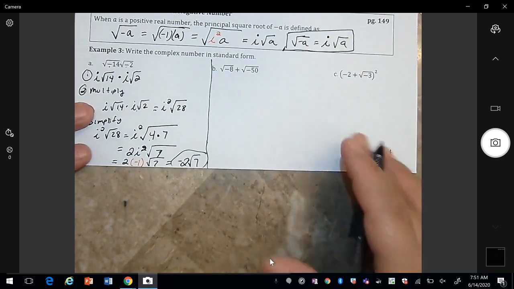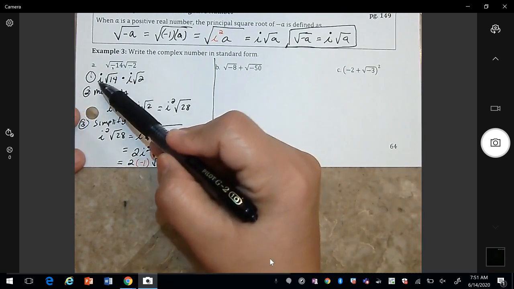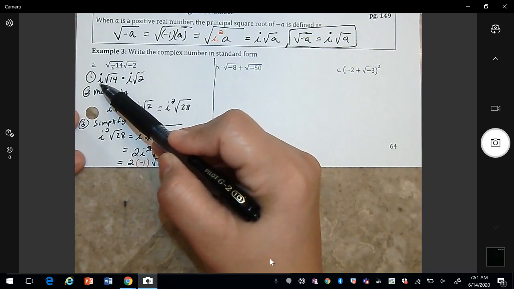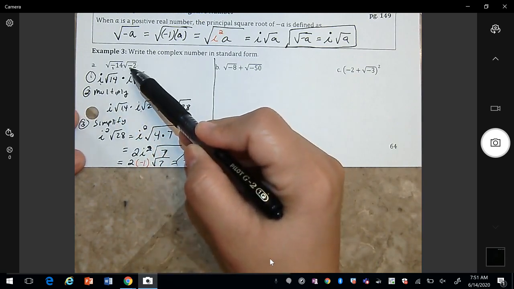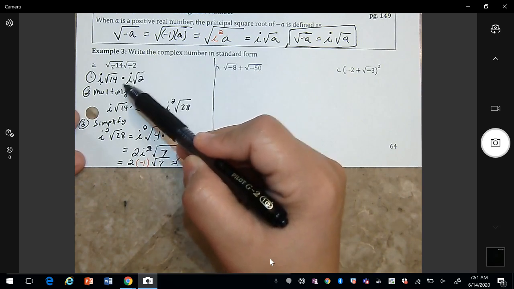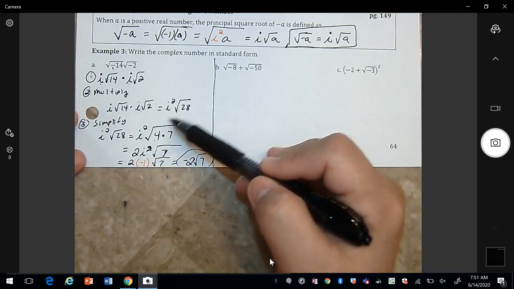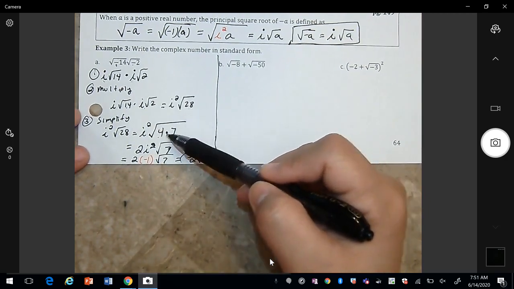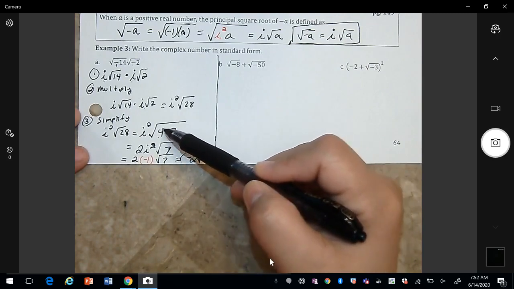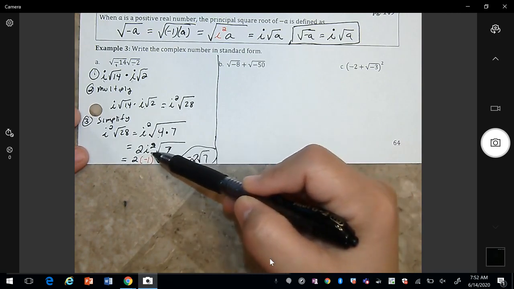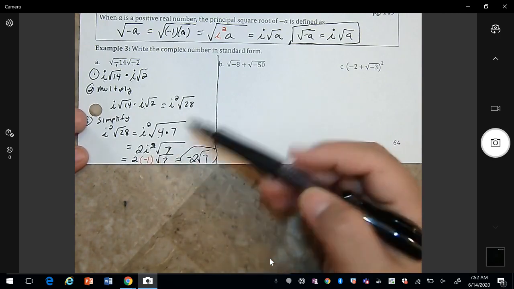So again, first we take care of these negatives by replacing this negative with i squared, which comes out as i. So anytime you see a negative, we write it out as i. Multiply i times i is i squared. 14 times 2 is 28. The 28 can be written as 4 times 7, where taking the square root of 4 would give me a 2. And then we replace i squared with -1.